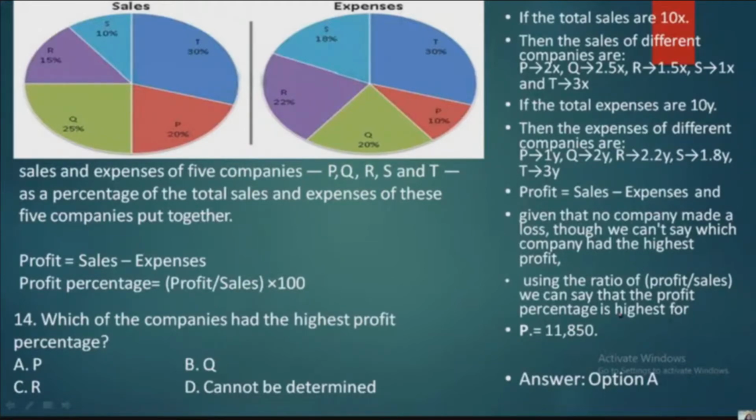Here you can see that P, Q, R, S and T are given. All these five are companies, and all are given with percentages. So T has 30% sales, P has 20% sales, S has 18% expenses, R has 22% expenses. You also know the formula: profit is equal to sales minus expenses, and profit percentage is equal to profit divided by sales into 100.